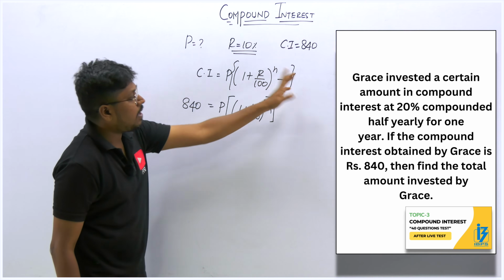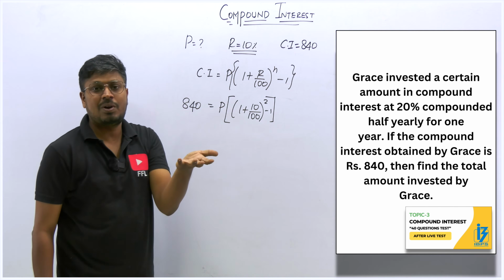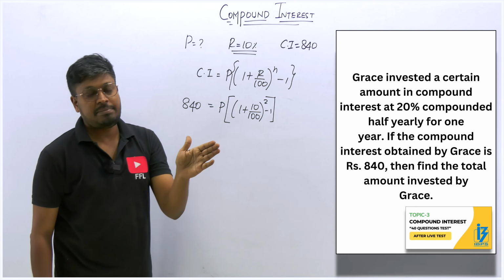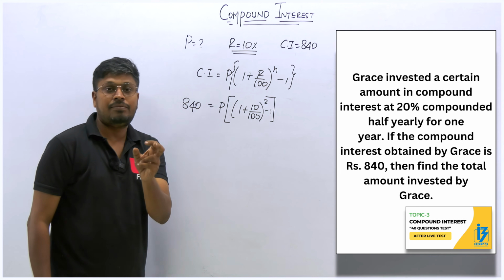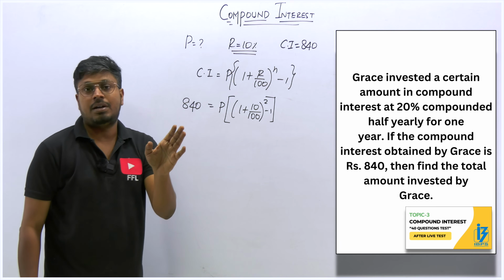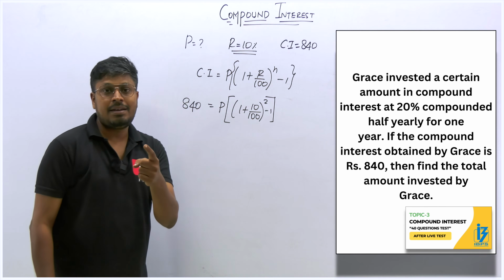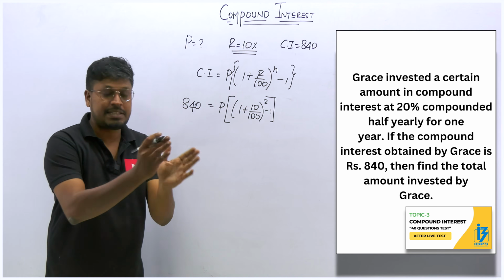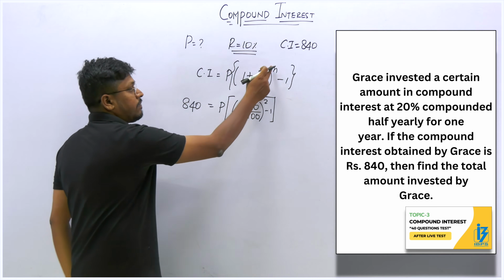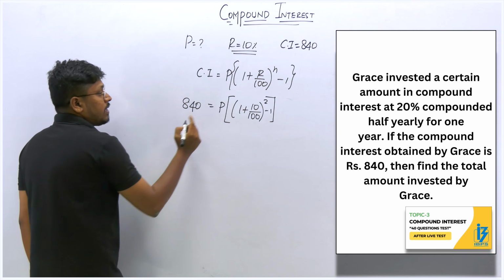Instead of writing that half yearly formula, what I did is, initially in the question itself, I have changed all the values. So the rate of interest is 20% per annum, and we have to calculate for half yearly. So 20 percent per annum, if you divide by 2, which will be half yearly, that is 10 percent. And for 1 year, if you calculate half yearly, 6 months, 2 parts. So instead of n, 2, instead of R, 10 percent. That's it. So here our target is to find P.